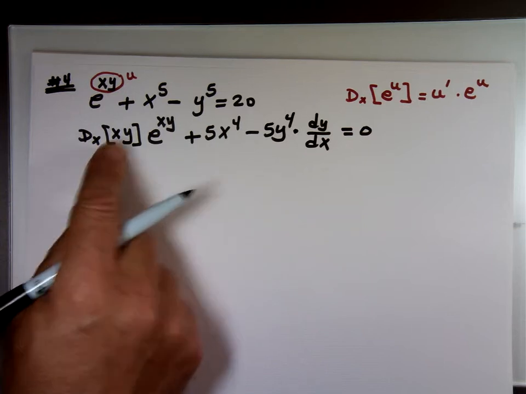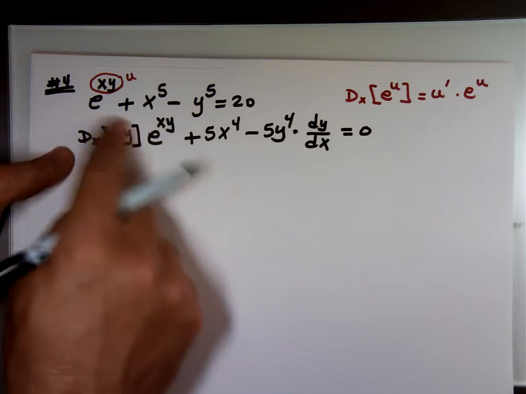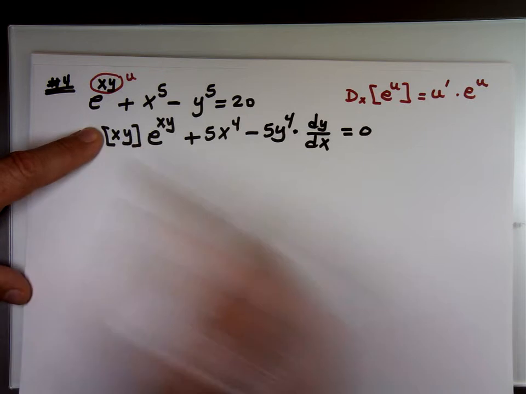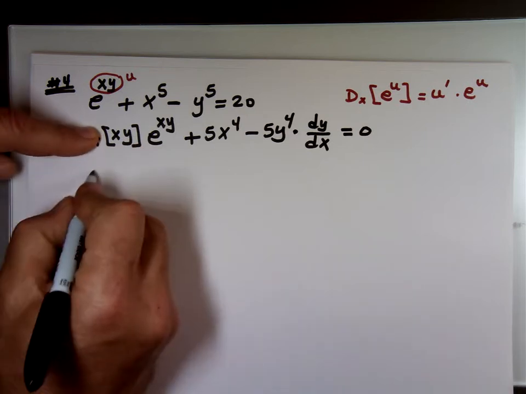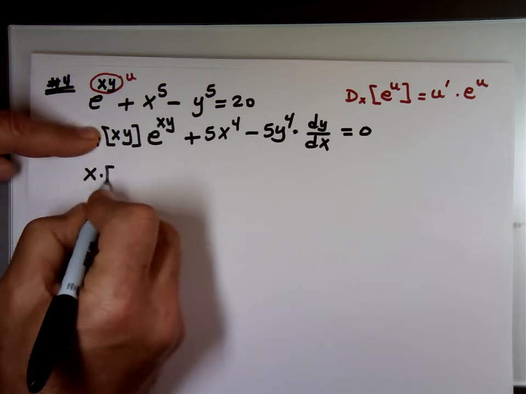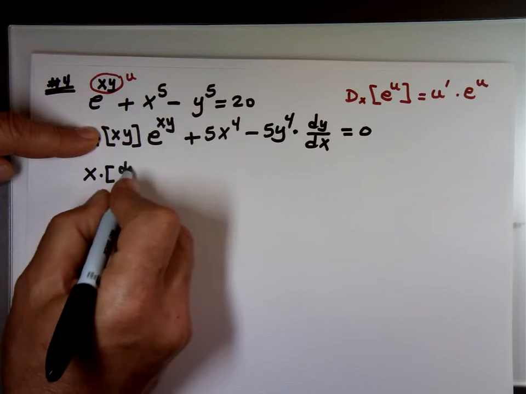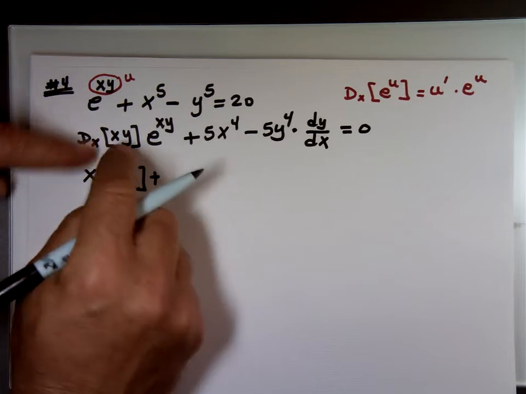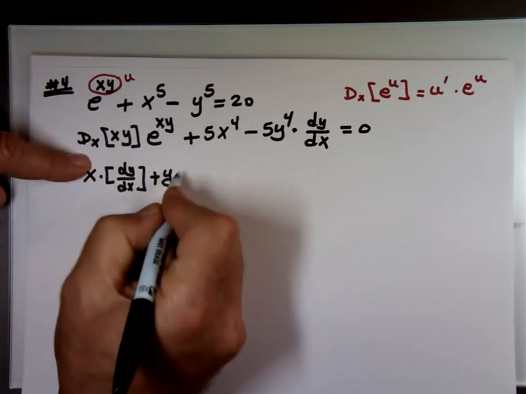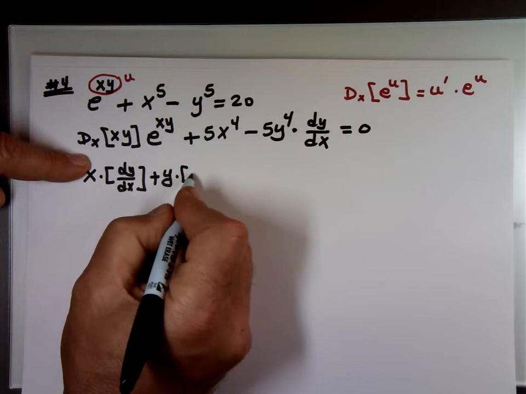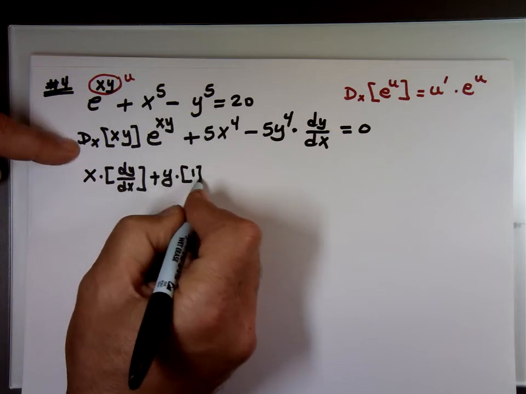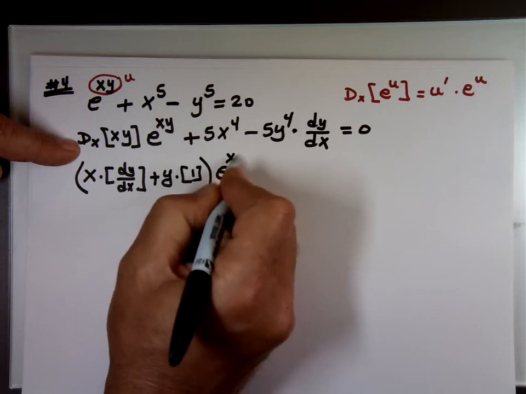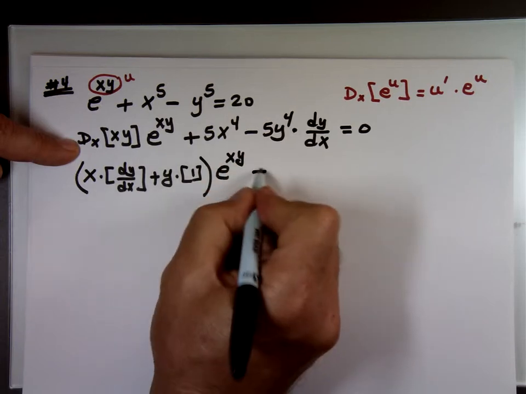It says u prime times e to the u. Well, let's take the derivative of u. You have x times y. So what method are you going to use? Product rule. The first times the derivative of the second, which is what? dy/dx. Plus the second, which is y, times the derivative of the first, which is what? 1. All of that is going to be multiplied by e to the power of xy.